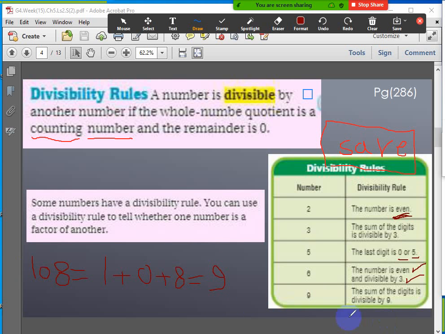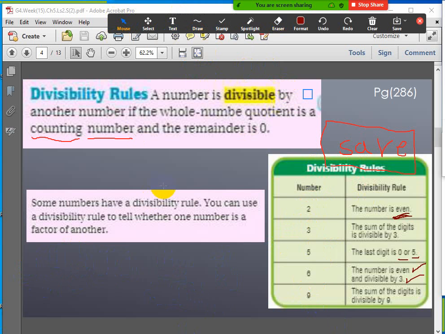Can I divide 9 on 9? Yes, 9 divided by 9 equals 1. So I can divide 9 on 9. That means this number is divisible by 9. Okay? So, of course, I have to save those rules. Girls, you have to save those rules because they are very important for you to know if the number is divisible by another number. Okay?